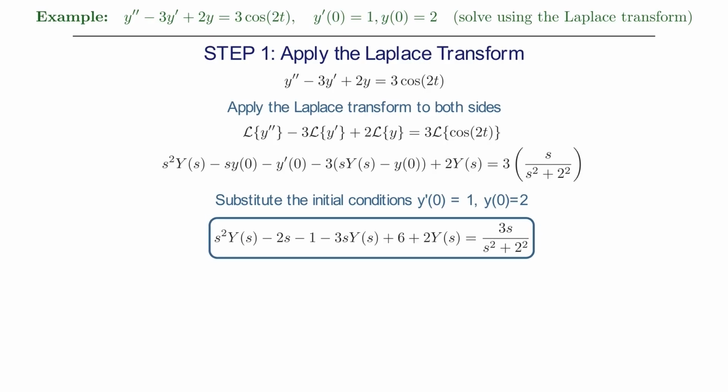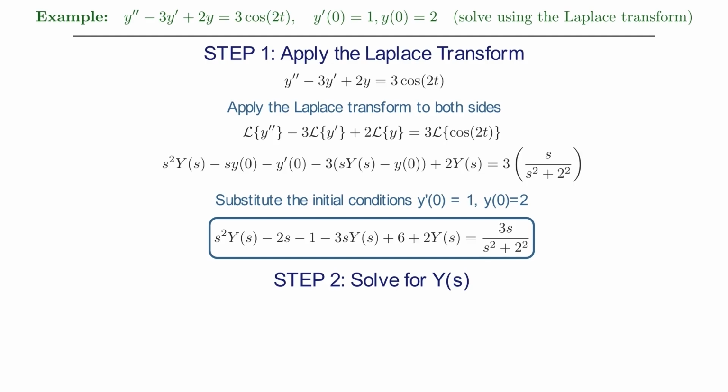The next step in these types of problems is we have to solve this equation for capital Y of s to give us a solution in the s domain. What we do here is we take all of the terms with Y(s) and keep them on the left-hand side, and all the other terms we bring over to the right-hand side. The only term that we bring over is the minus 2s, which becomes plus 2s. The minus 1 and the plus 6 is equal to plus 5 on the left-hand side, so it becomes minus 5 on the right-hand side.